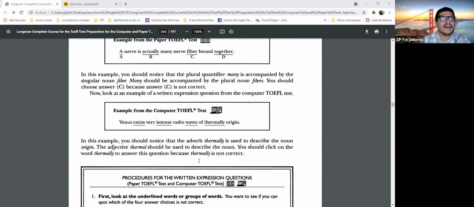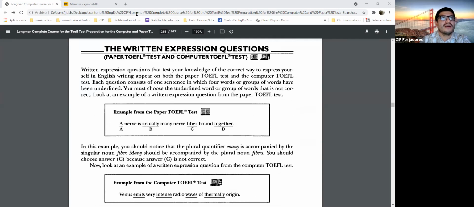Okay, let's see. On this one: a nerve is actually many nerve fiber bound together. In this example, you should notice that the plural quantifier many is accompanied by the singular noun fiber. So many should be accompanied by a plural noun, fibers. So you're going to choose the letter C. C is the incorrect one.